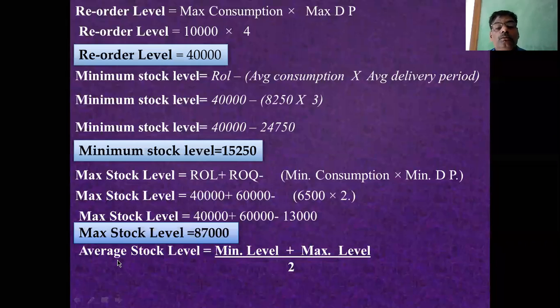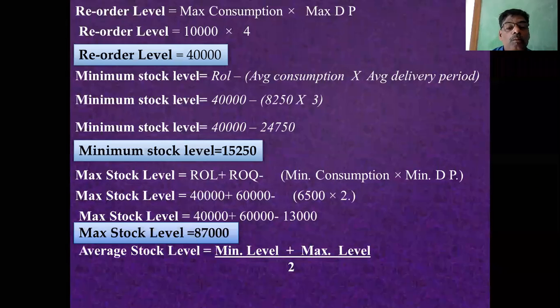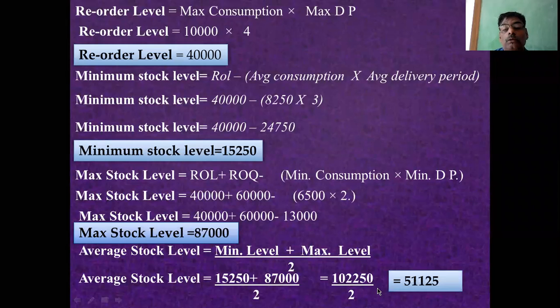Next, average stock level is equal to minimum stock level plus maximum stock level divided by 2. Its equation is minimum level plus maximum level divided by 2. Minimum stock level is 15,250. Maximum stock level is 87,000, divided by 2 is equal to 1,02,250 divided by 2 is equal to 51,125. 51,125 is the average stock level.